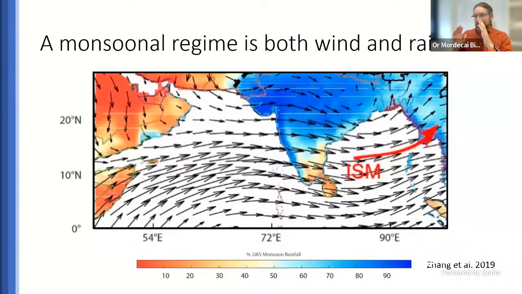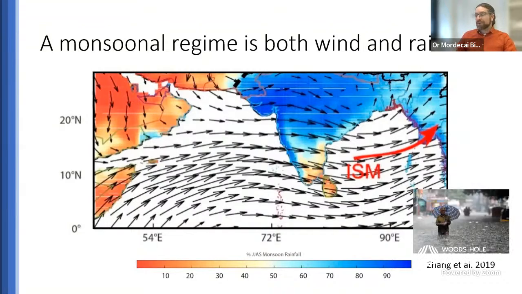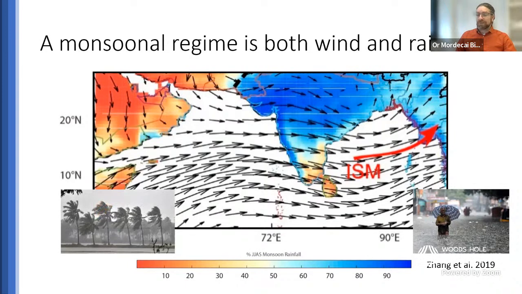I want to start with this notion that when we talk about monsoons, what most people have in mind is rainfall. However, monsoons are not just rain, they're also the wind. And both of these have a major impact on primary productivity in the ocean.